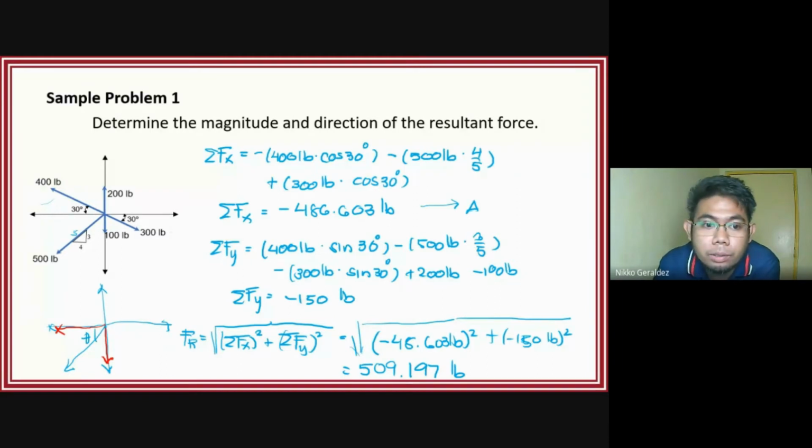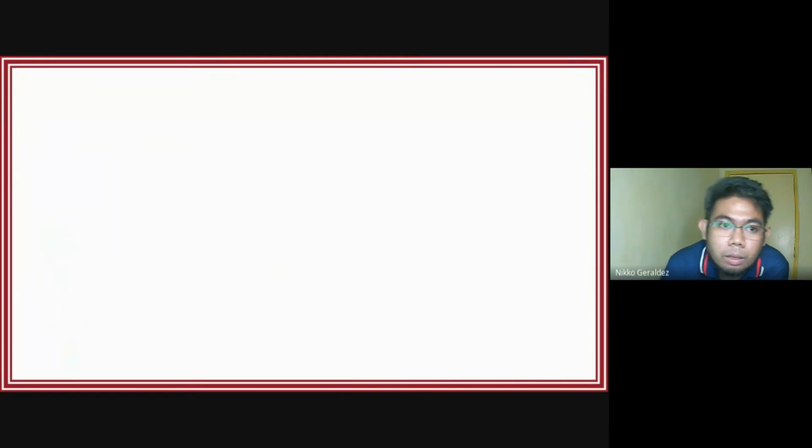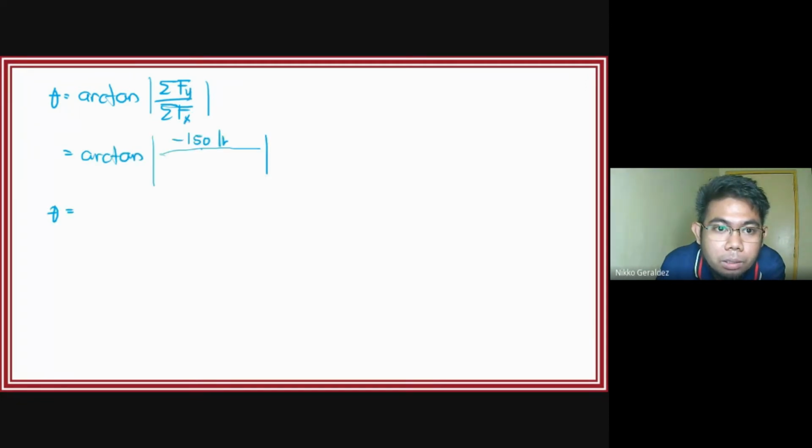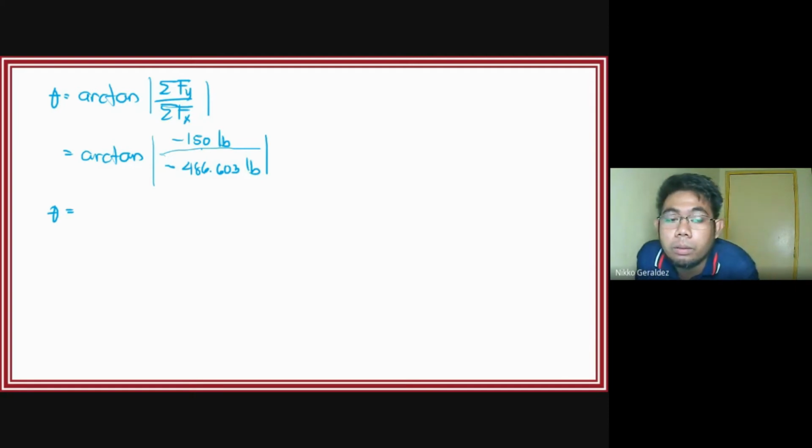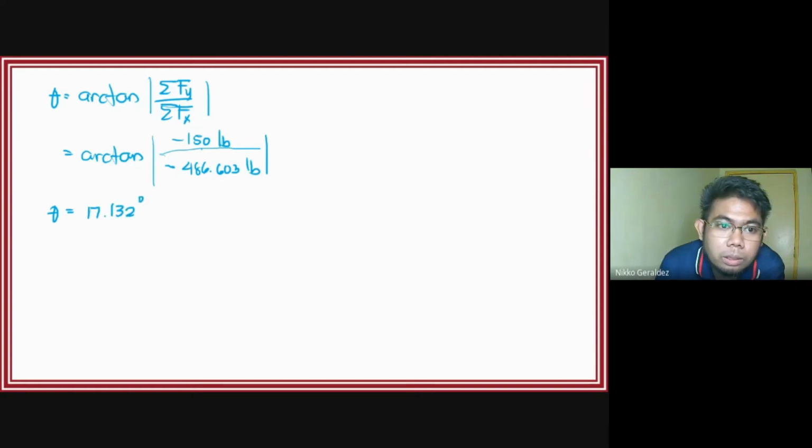So that is the resultant force. So what is the direction? So what is the angle theta? Angle theta is equal to arc tangent of summation of forces along Y over summation of forces along X. So arc tangent of negative 150 pounds over negative 486.603 pounds. Ayun, 17.132 degrees. So that is below negative X axis.